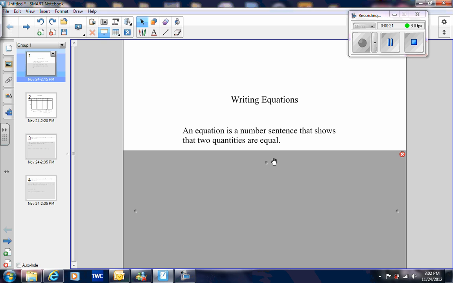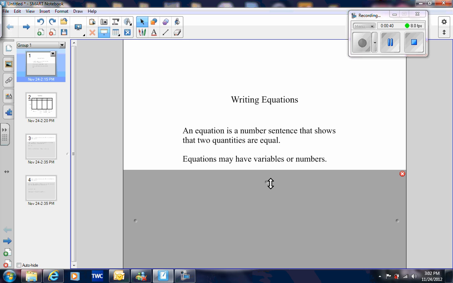it's important to know what an equation is. An equation is a number sentence that shows that two quantities are equal. So you have a left side and a right side, an equal sign in the middle. And you want to show that the left side is equal to the right side. Equations may have variables or numbers. Ours are going to have both right now.